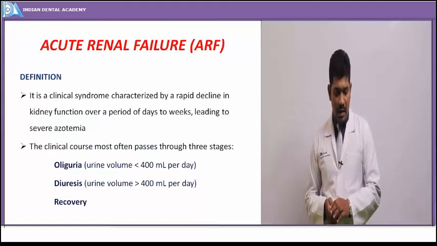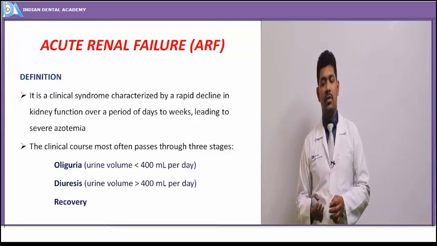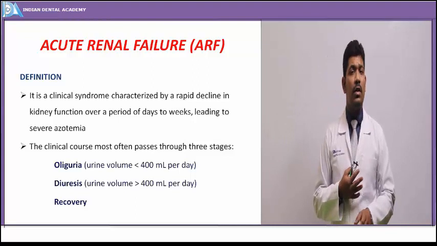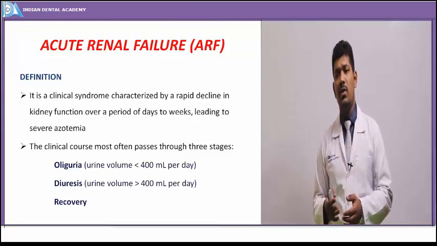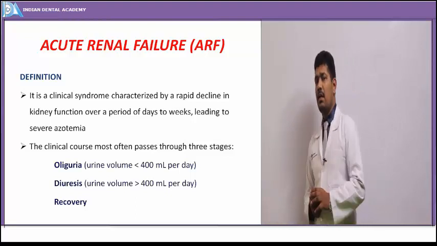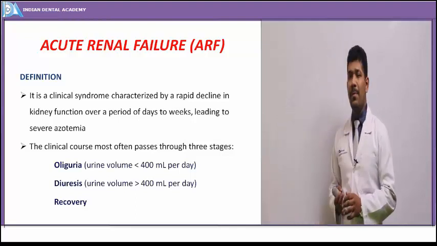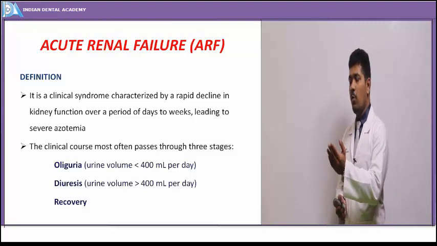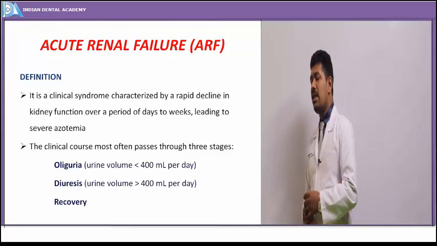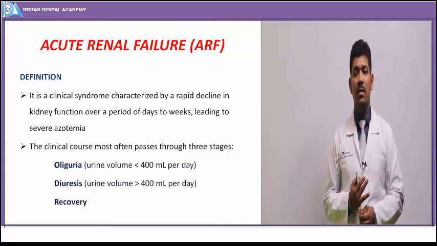Among these renal disorders which affect the general population, the most common are the renal failures, be it acute renal failure or chronic renal failure, which account for about 60 to 70% of all the renal disorders which affect the general population. Now, to define acute renal failure, it is a clinical syndrome characterized by rapid decline in the kidney function over a period of days to weeks, ultimately resulting in azotemia.